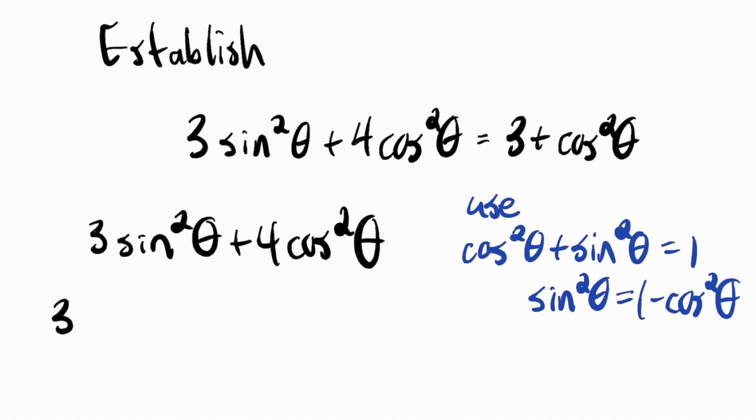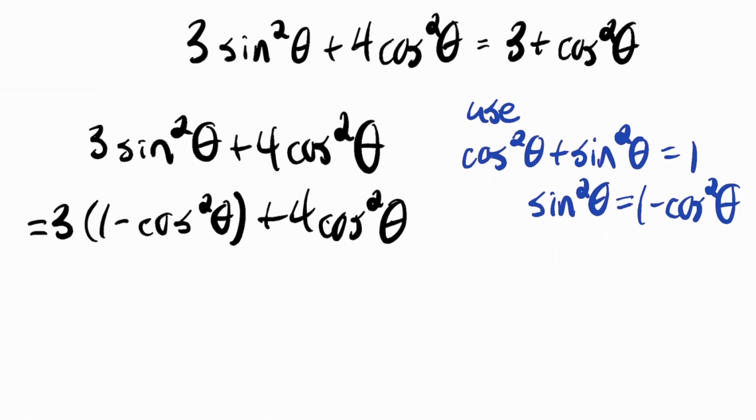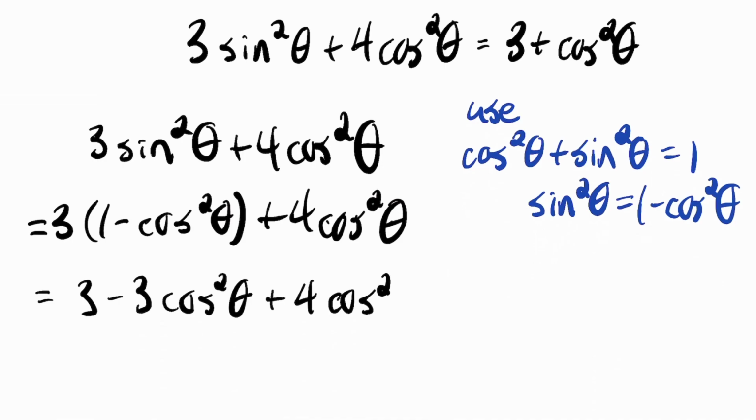So 3, and I really should write an equals here because this is equal to the previous line. 3 times 1 minus cosine squared theta, right, plus 4 cosine squared theta. Okay. So now I can distribute this 3 across the parentheses. So 3 minus 3 cosine squared theta plus 4 cosine squared theta. And now I can combine like terms, right?